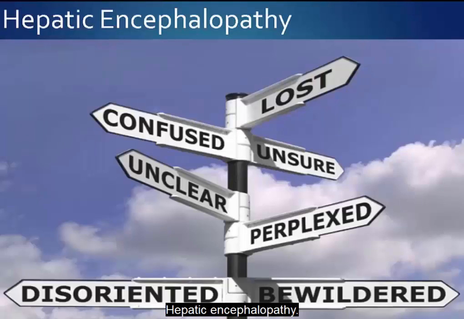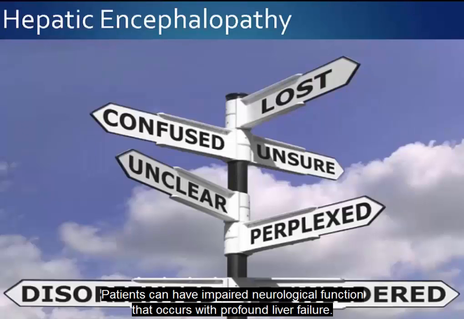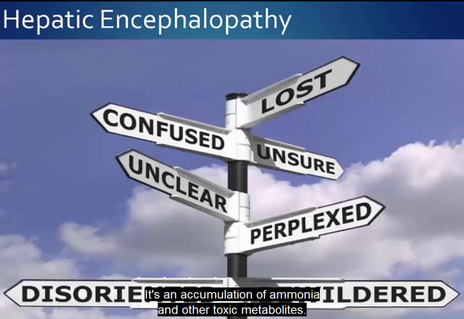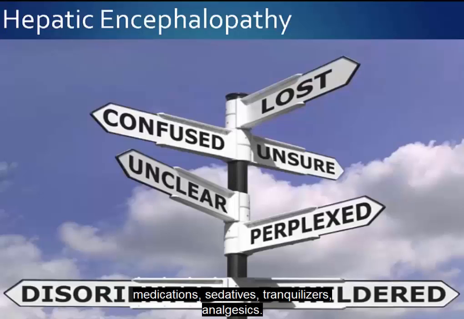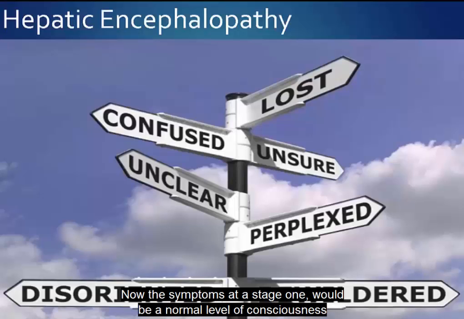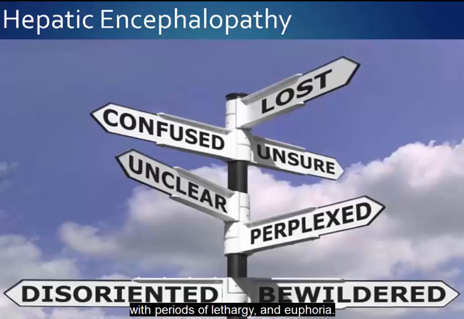Hepatic encephalopathy. Patients can have impaired neurological function that occurs with profound liver failure. It's an accumulation of ammonia and other toxic metabolites. Other factors unrelated to increased ammonia levels could be dehydration, surgery, medications, sedatives, tranquilizers, analgesics. Now the symptoms at stage 1 would be a normal level of consciousness with periods of lethargy and euphoria.